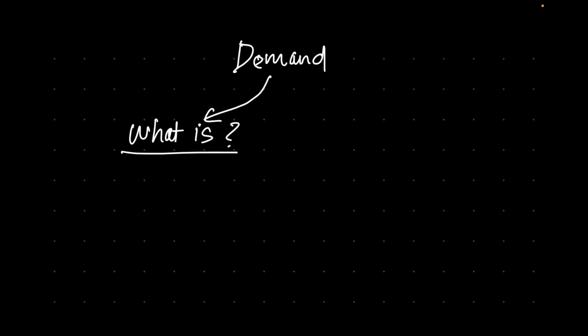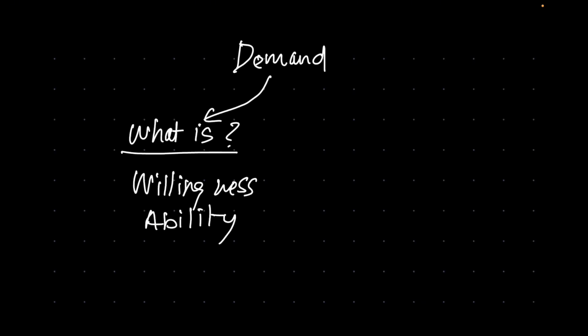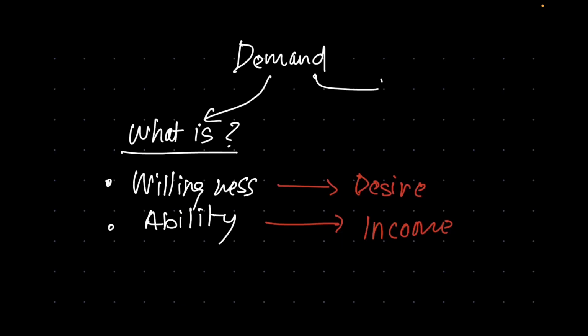Demand refers to the willingness and ability of consumers to buy a product. Now, what is the difference between willingness and ability? Willingness refers to one's desire to buy a product, one's want to buy something. And ability refers to his ability in terms of income to buy the product, whether he can actually buy the product.